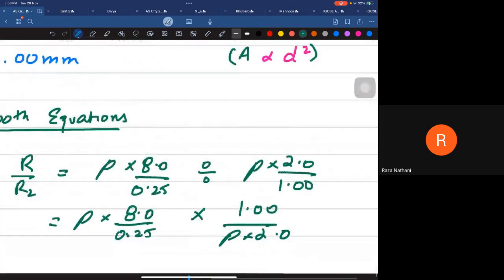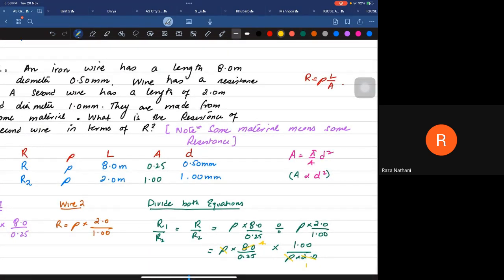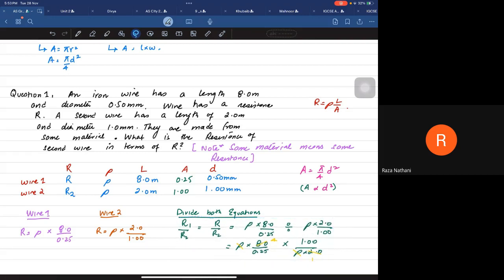Cancel stuff out now. As you can see, rho will be cancelled with rho, and 1 has no importance. 2, 1, 4. So 4 divided by 0.25 is basically something like, wait, let me move this a bit. I don't have much space left. Move it to top like that. Okay, now I do. So as you can see now, R1 over R2 becomes 16, which means that R2 will be equal to R over 16, and that should be your answer. Do you guys understand that?